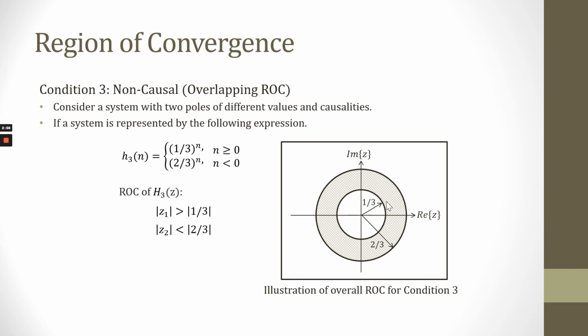So this is Z1, which is larger than 1/3, and Z2 is less than 2/3. So we can conclude that the region of convergence for the Z transform of signal h3 is Z larger than 1/3 and less than 2/3. So this is condition 3 for non-causal, or what we call overlapping ROC.